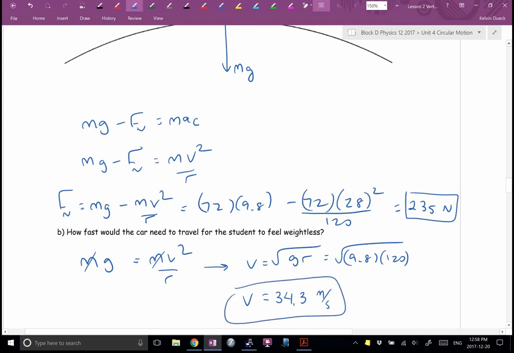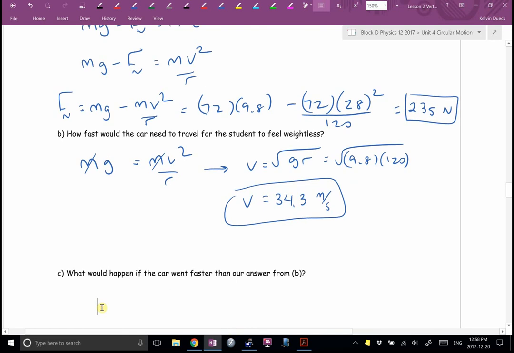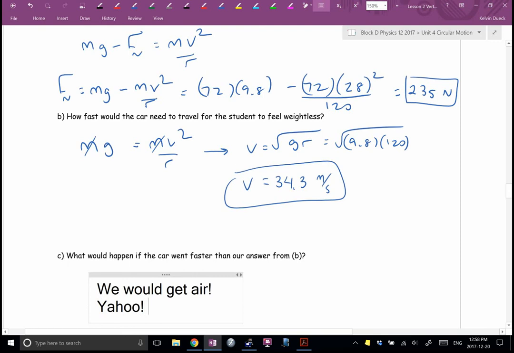What would happen? Did I ask a part C? Oh, good. What if I went 34.4? I'd leave the ground. You asked, is it ever possible for the normal force to be bigger? For that split second, yes, and you'll leave the ground, depending on what your goals were. Right?